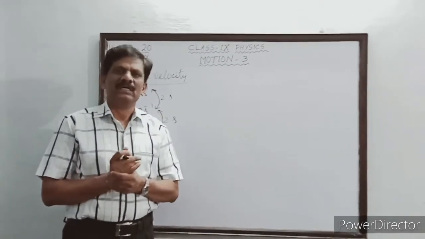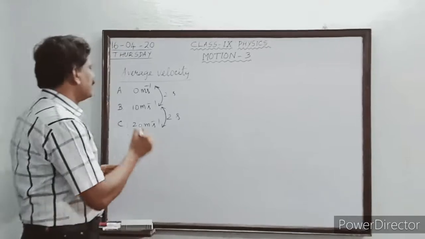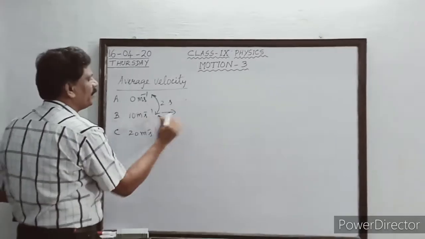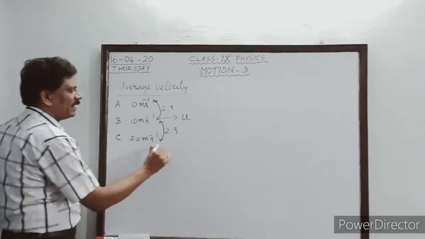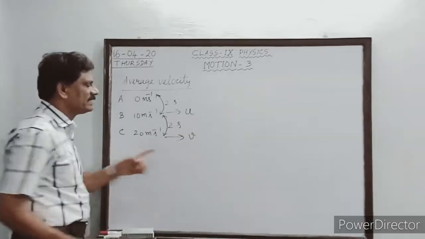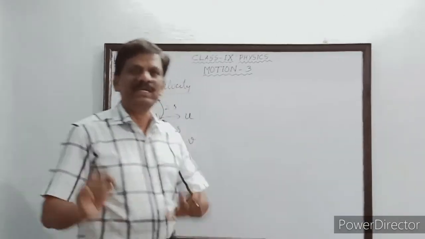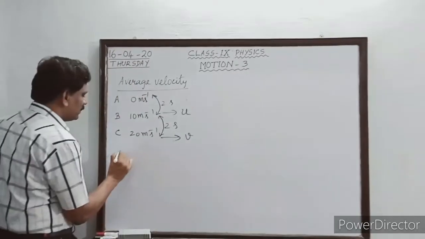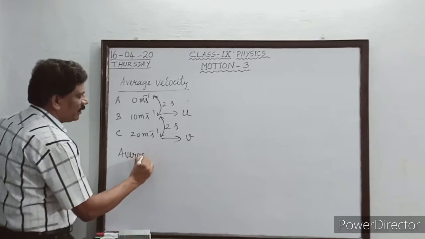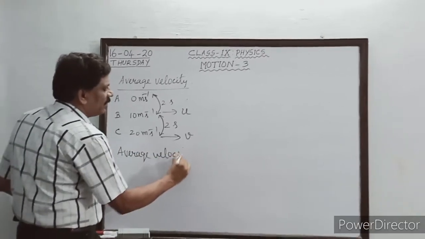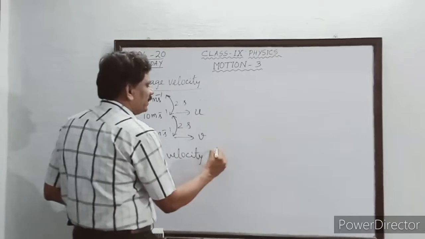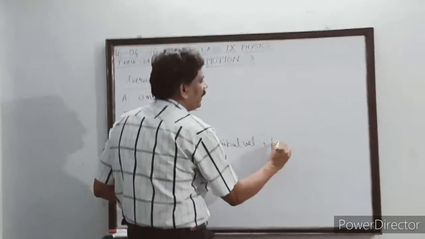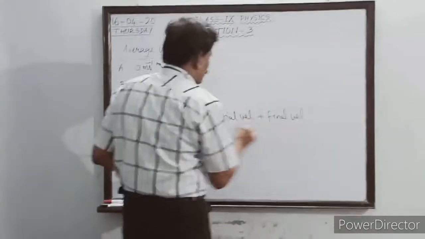So what we must understand from this example is that the velocity of the body changes by equal amounts. In such a case, if the initial velocity of the body at B is denoted by the symbol U, and the final velocity of the body at C is denoted as V, now we get another definition for the average velocity. The average velocity of a body is equal to the initial velocity plus final velocity divided by 2.